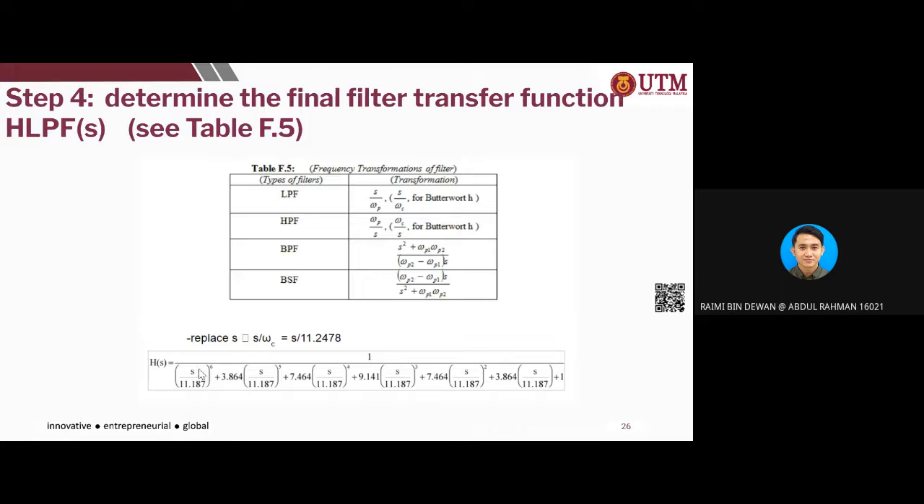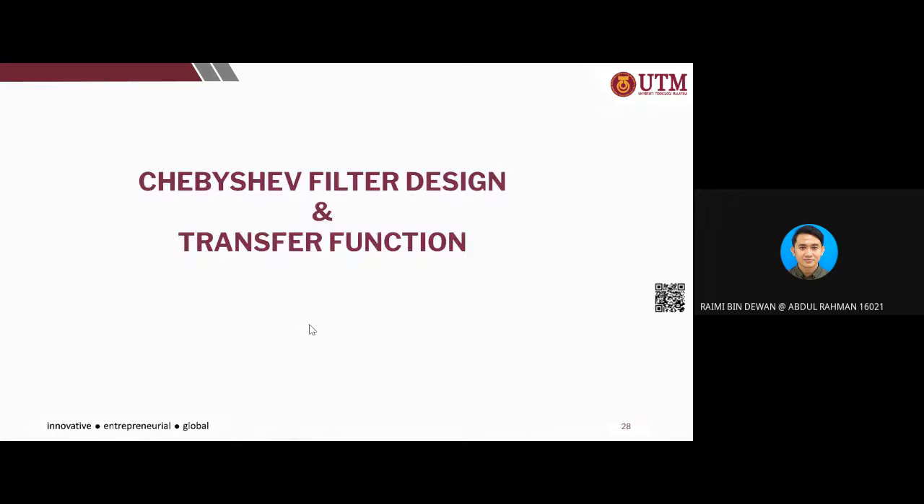If they didn't specify, you can leave it like this. It looks simple and is easy for the eyes to read, rather than expanding it, but if you expand it, it is not wrong either. So if it's Chebyshev, you just replace with S over omega P. But this question is about Butterworth. This one will be covered in chapter 6 part 2.